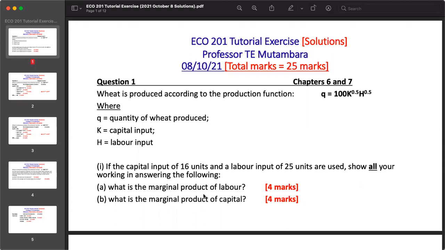So here in A, we're asked: what is the marginal product of labor? And what is the marginal product of capital? You're required to just use what is given to you. So you have your 16 units of capital and your 25 units of labor, and then you have your production function over here, which is your quantity of wheat, defined by the following formula. So bear this in mind. Also understand the relationship between capital and labor, basically how they're related.